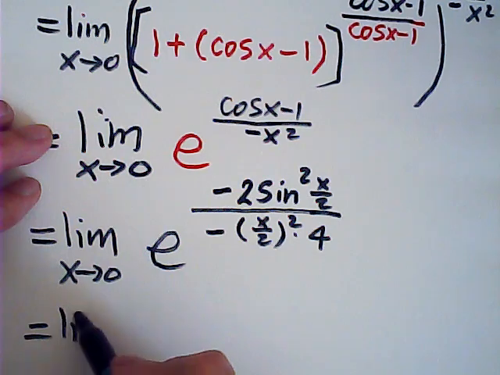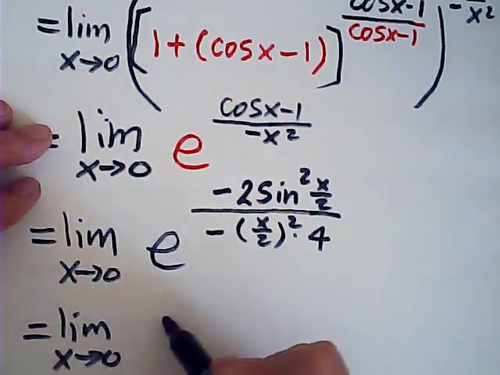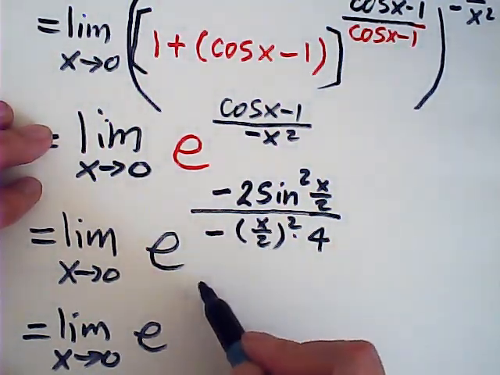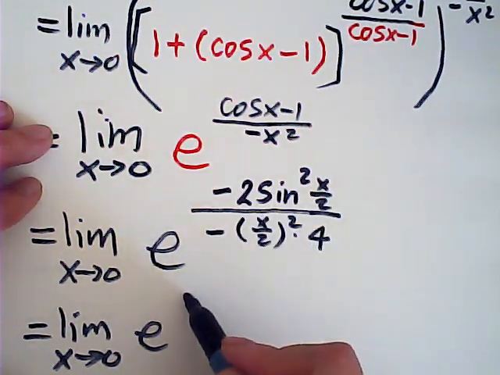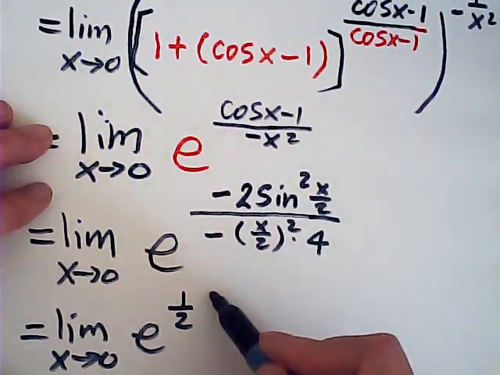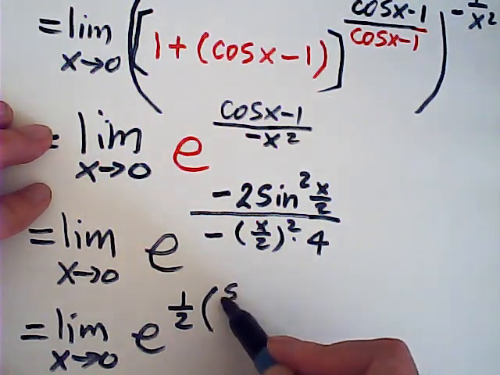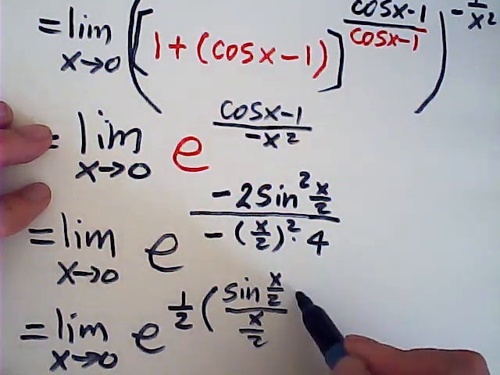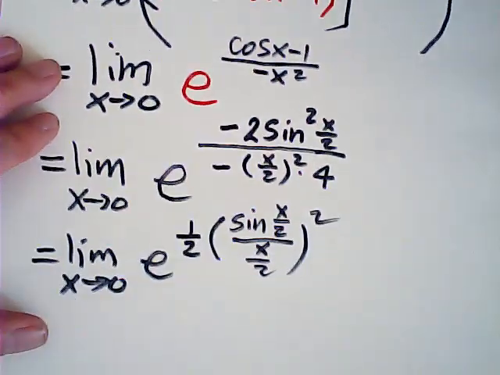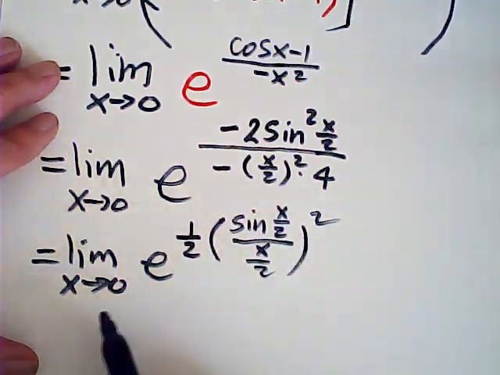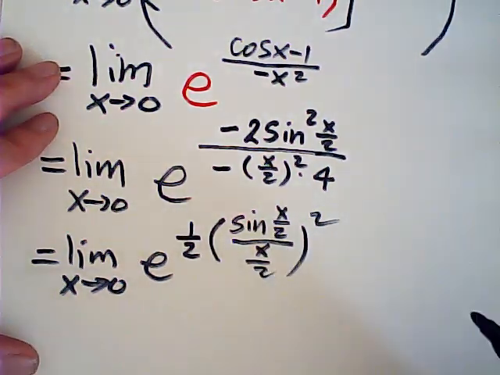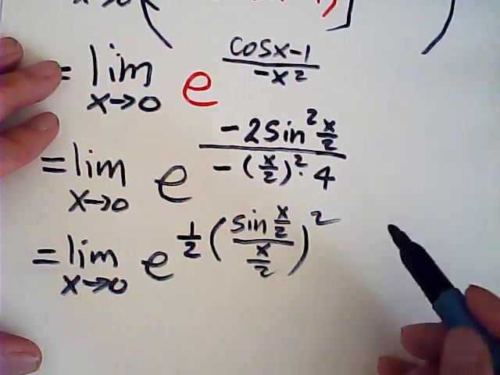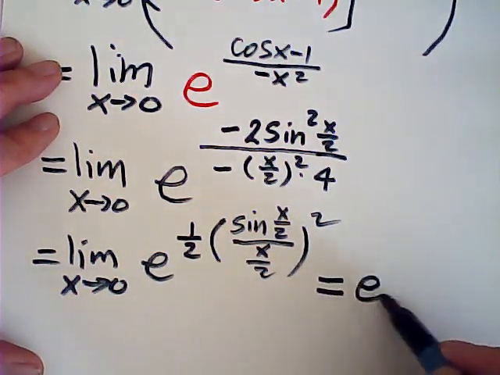This one is equal to the limit x goes to 0 of e to the power, negative cancels out, right? 2 over 4 is half. And the rest is sine half x over half x, squared. As x goes to 0, sine something over something, where something goes to 0, is 1. Therefore, this one is equal to e to the half.